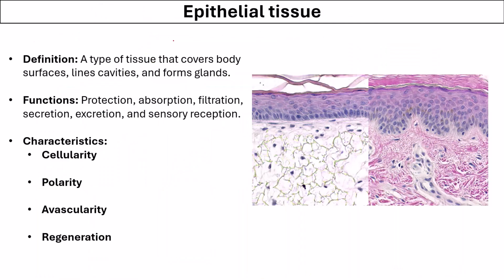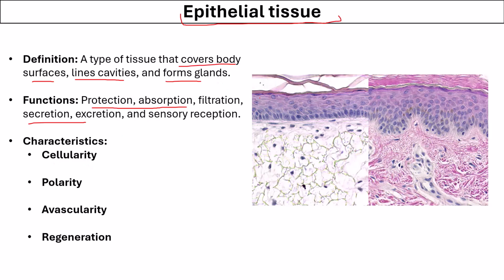The third major class of tissues is the epithelial tissue. Epithelial tissue covers the surfaces of the body and lines the cavities of the internal organs, and they also form glands. So their function is protective. They help in absorption of nutrients, filtration, secretion, excreting waste material, and also receiving sensation.